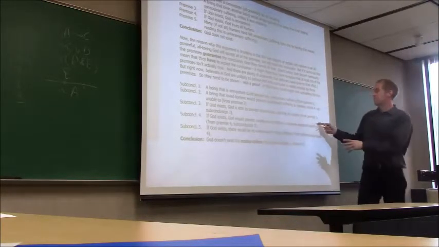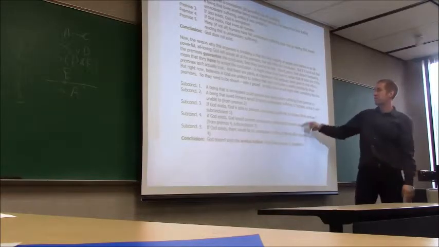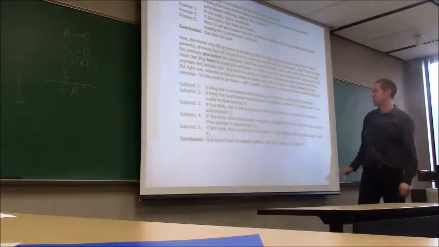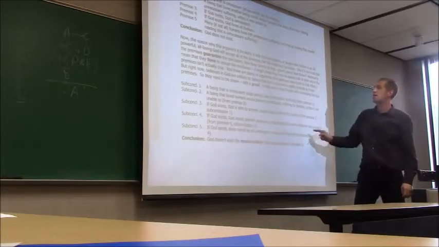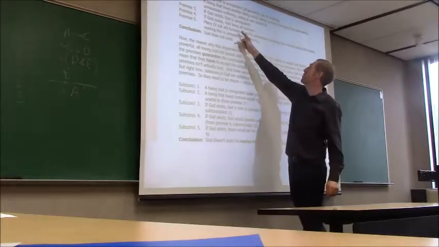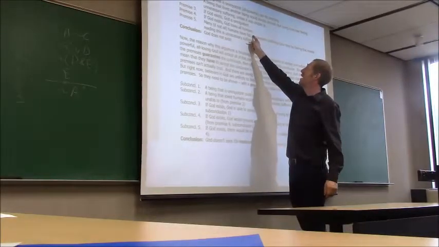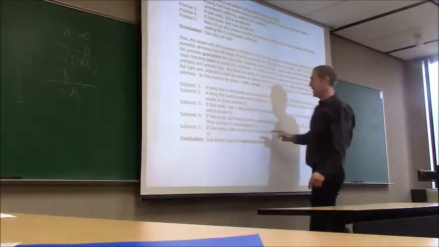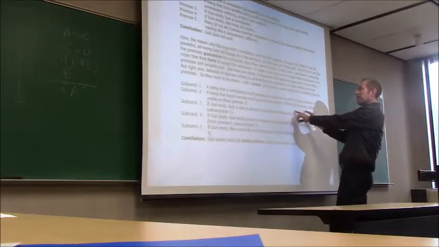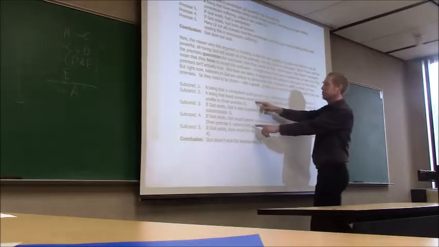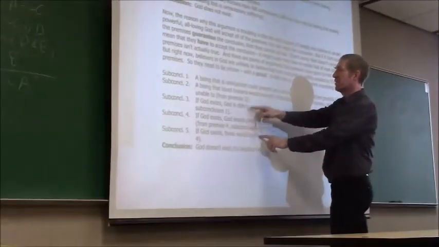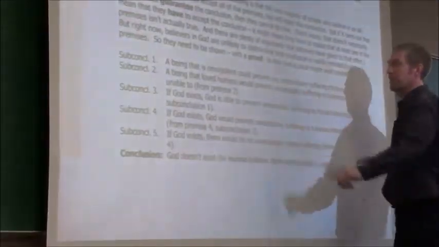If God exists, God is able to prevent unnecessary suffering to humans. If God exists, God would prevent unnecessary suffering to humans unless he was unable to. Because premise 4 says if God exists, God loves all humans. And if you love humans, you'll prevent unnecessary suffering to them. That's subconclusion 2. So if God exists, God would prevent unnecessary suffering.